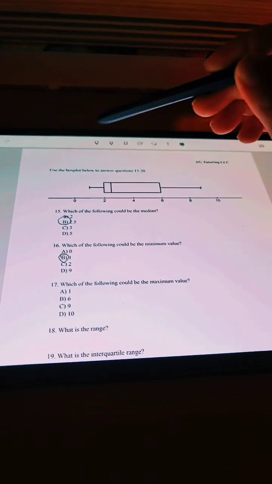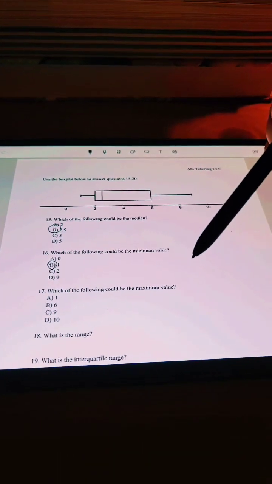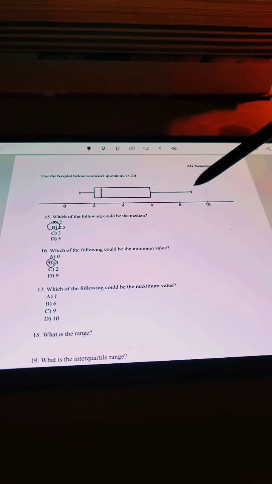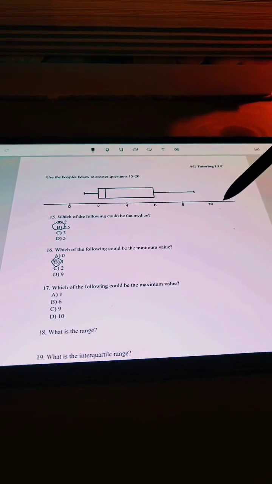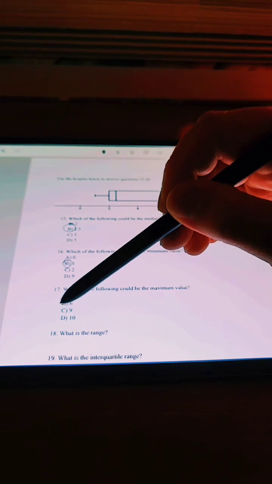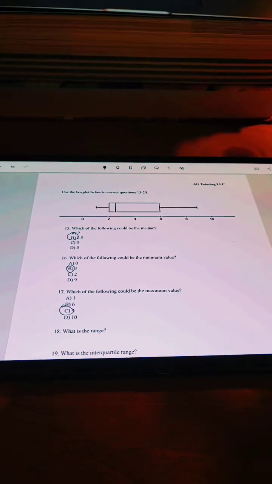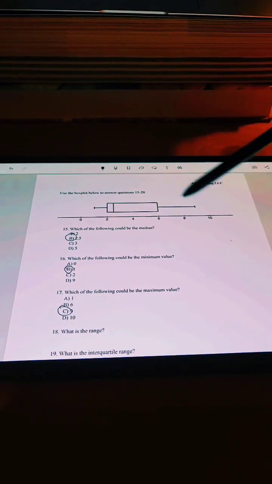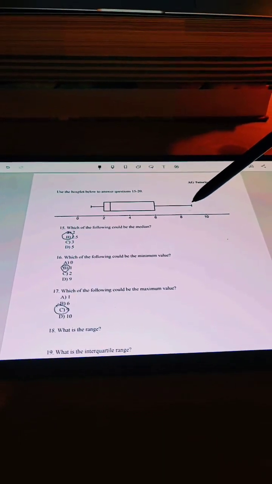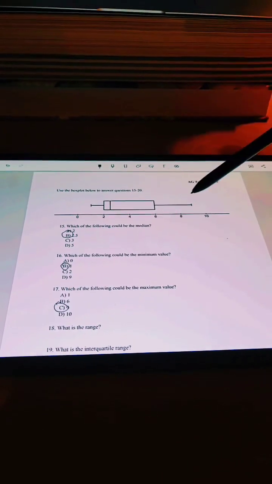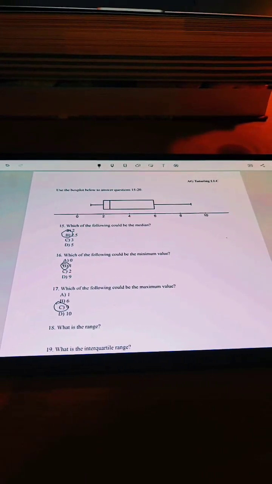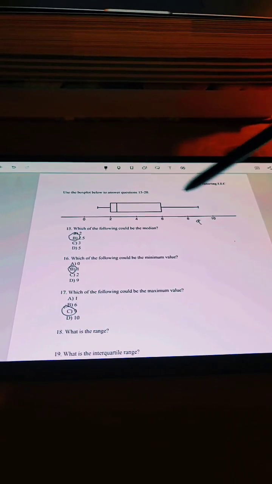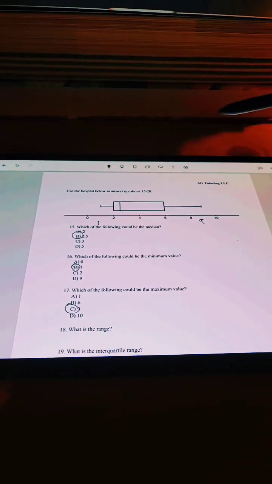So now let's go to number 17. Which of the following could be the maximum value? So maximum value is this guy right here, which is halfway between 8 and 10. So that's going to be 9. And what is the range? Remember, range is the max minus the min value. So basically the length of the entire thing, like from here all the way to there. So from 9 to 1. 9 minus 1 is 8.